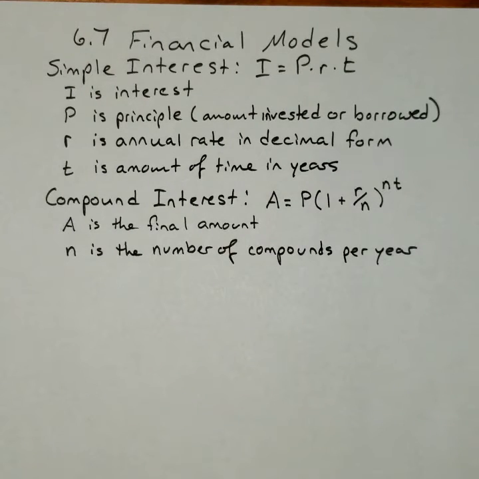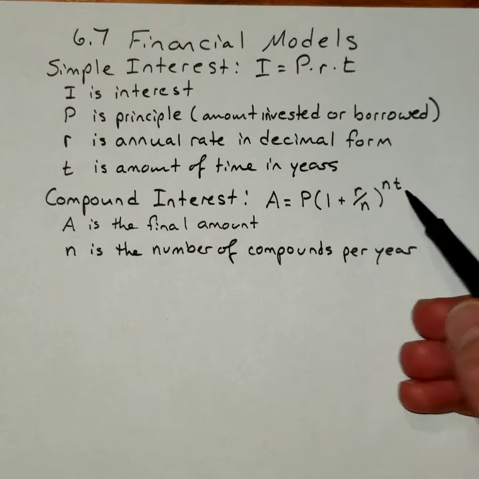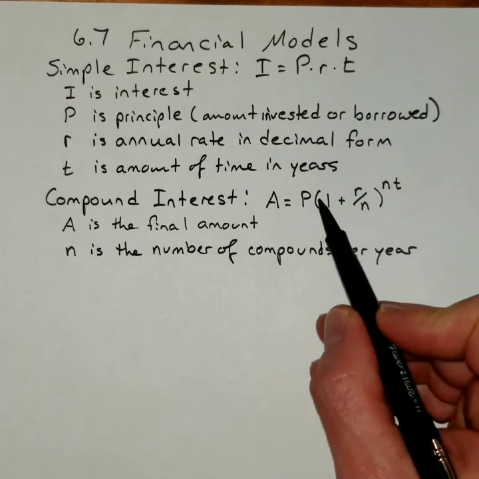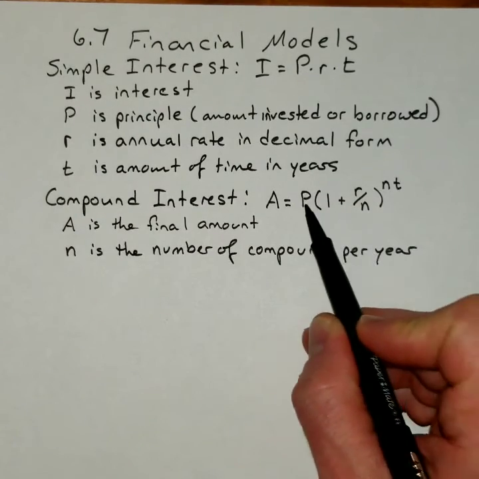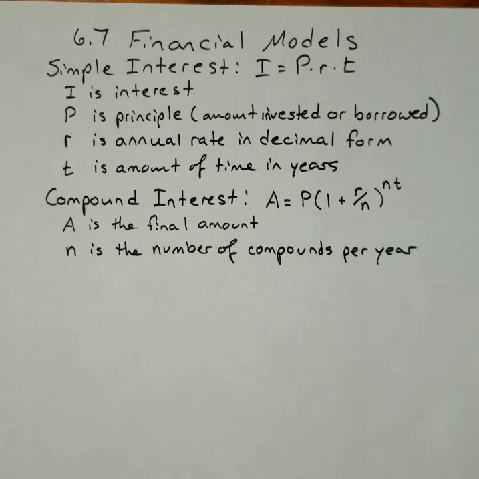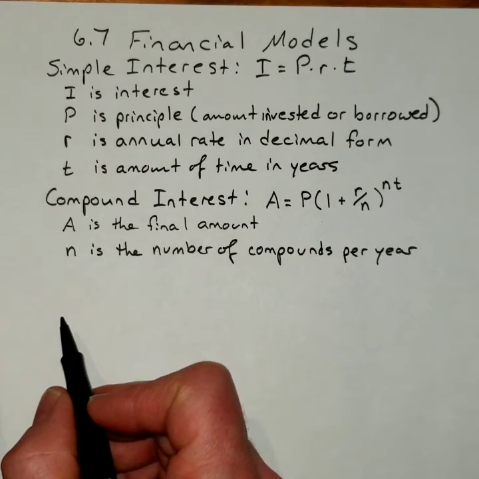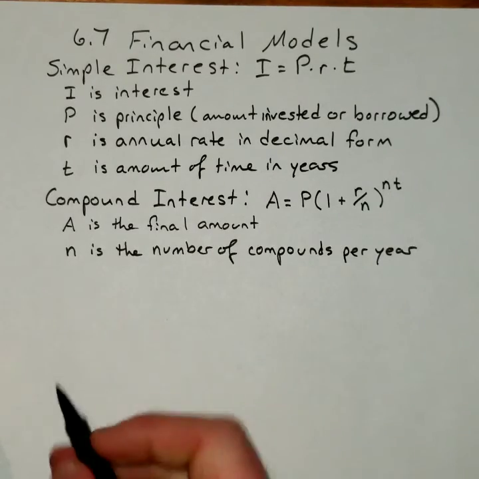So if there were 60 compounds, maybe it was 15 compounds per year for 4 years or something, then you'd have 60 factors of this multiplying the principal. Okay, so we need to raise it to that power. Alright, so that's just an overview of where everything comes from. Again, the full derivation is in your textbook. Now what I want to do is go through a couple examples, just so you can see how to use this formula.